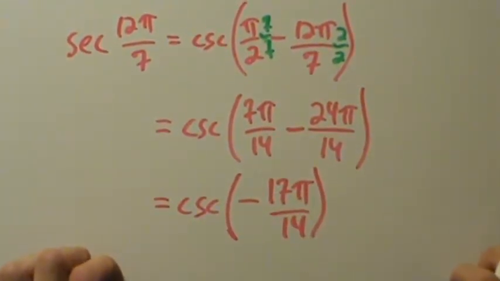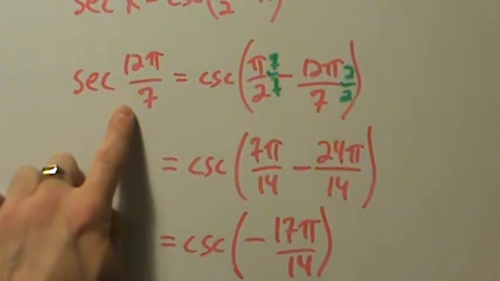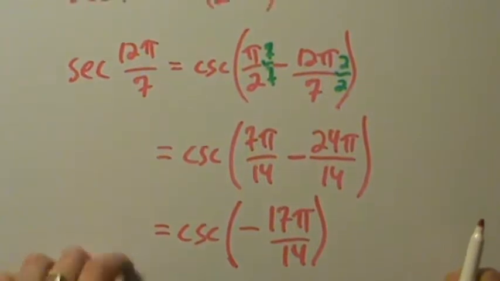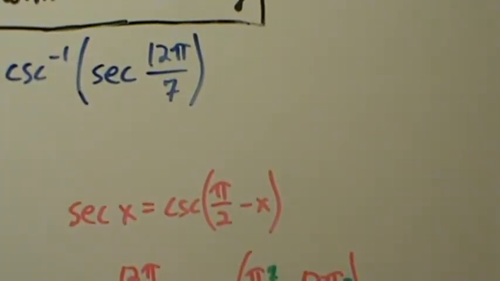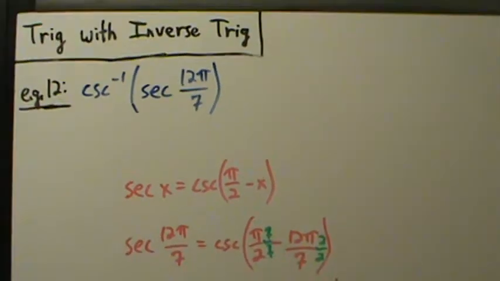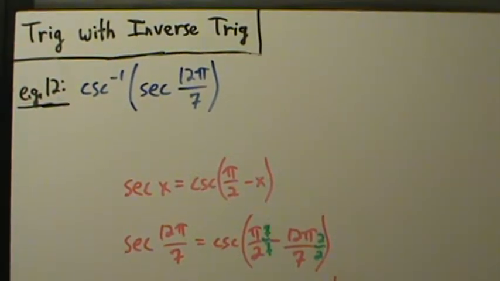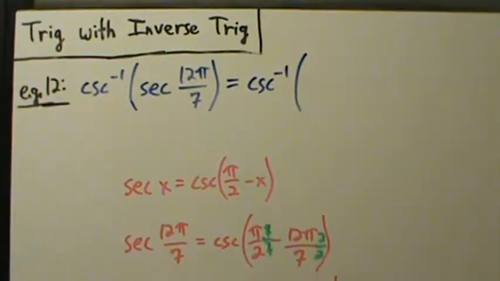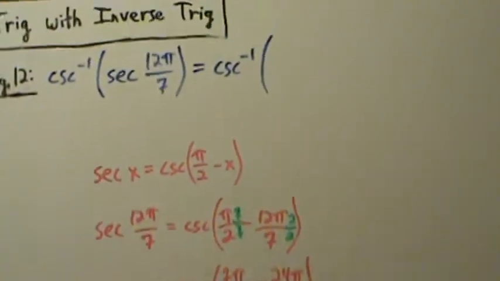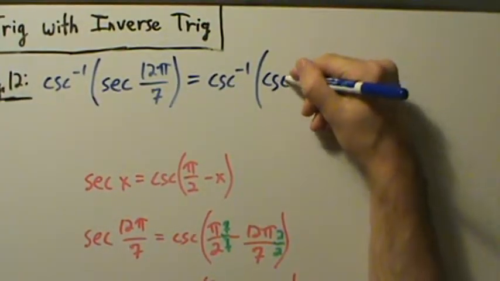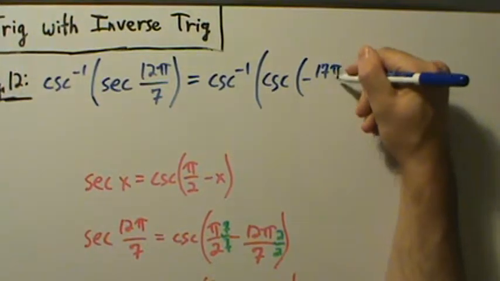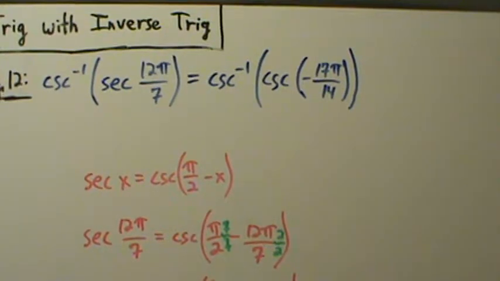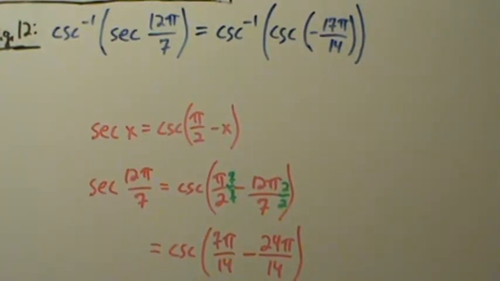Anyway, it's good in a way, because now we've found that secant of 12 pi over 7 is cosecant of negative 17 pi over 14. So now we can put that back into the original problem. We'll zoom out just a bit. So inverse cosecant of secant of 12 pi over 7 is inverse cosecant of the cosecant of negative 17 pi over 14. Okay, so we have that going on now.